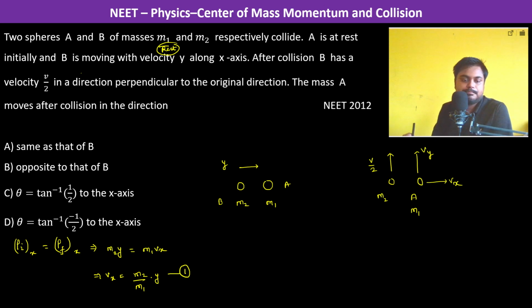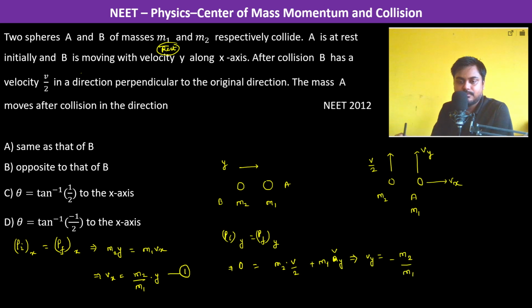Now in y direction, p initial in y direction should be equal to p final in y direction. This was 0, so final in y direction is going to be m2 v by 2 plus m1 into vy. So therefore vy becomes minus m2 by m1 v by 2.